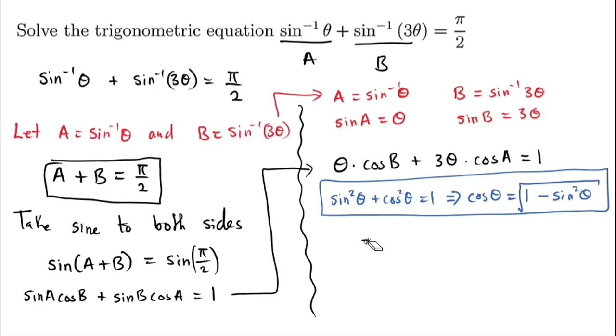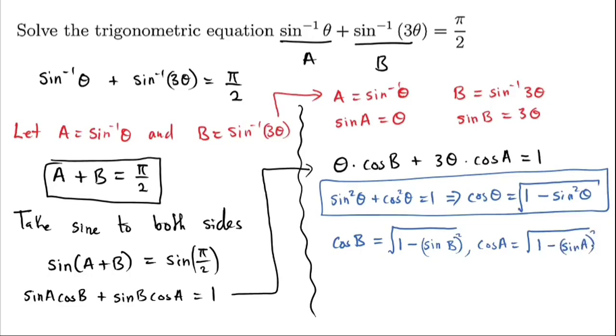So this is the identity we use, like I mentioned. So what that means is that cos b equals the square root of 1 minus sine b squared. Also, this means that cos a will be equal to the square root of 1 minus sine a squared. Okay, now it makes sense.